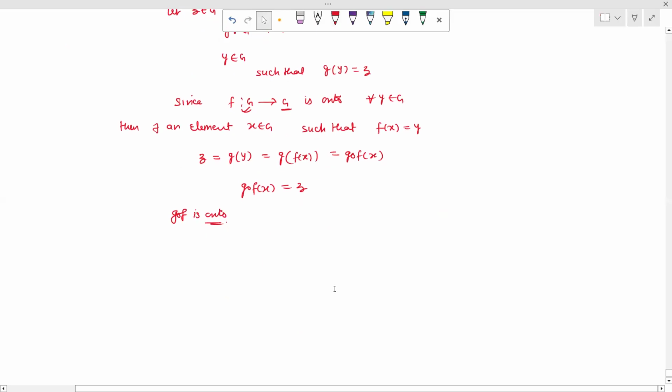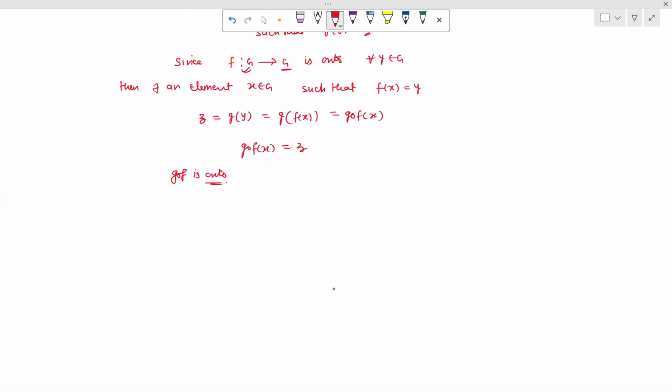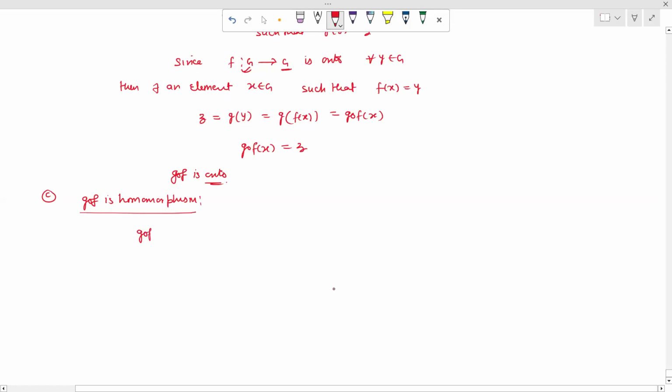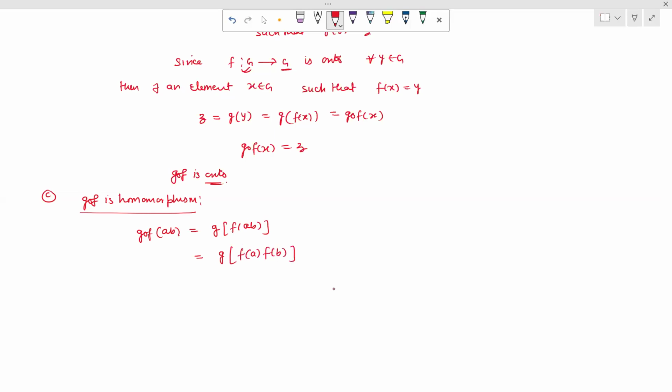Now we shall prove that G composition F is a homomorphism. This is the C part. For proving this, we take G composition F of AB, with two elements. This can be written as G of F of AB. Because F is a homomorphism, by the definition of homomorphism we can write FA times FB.